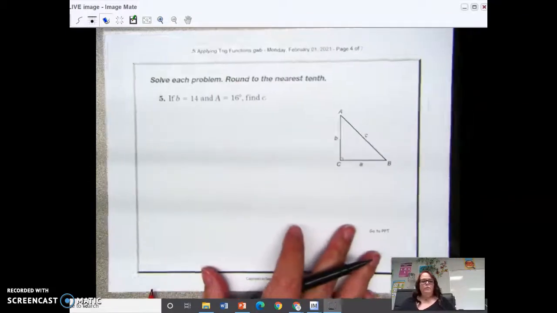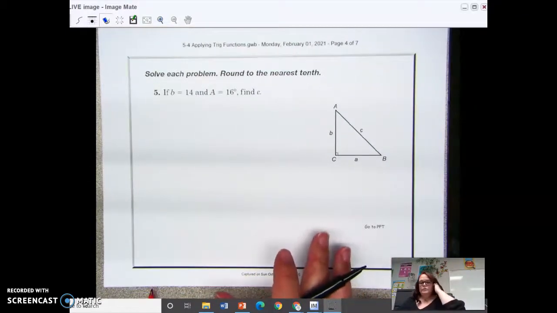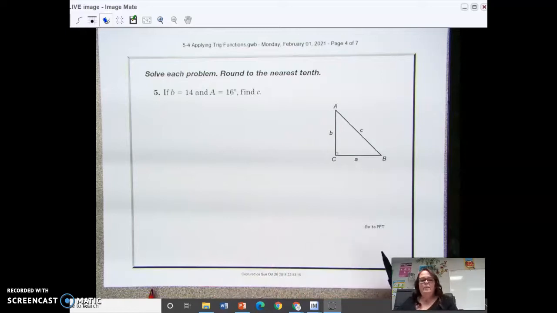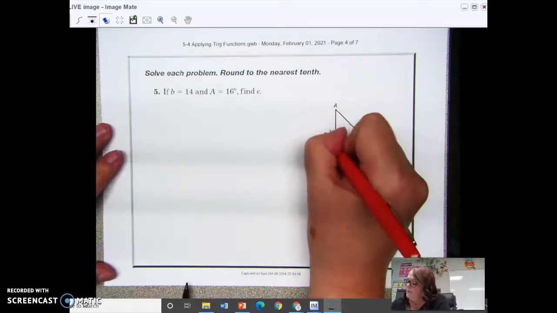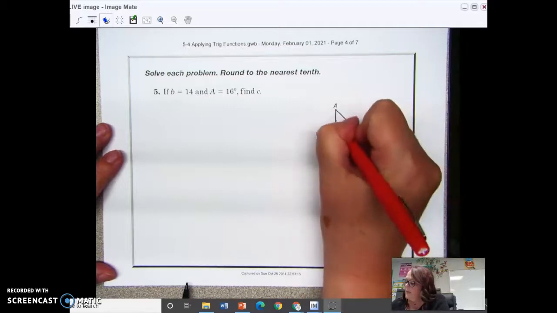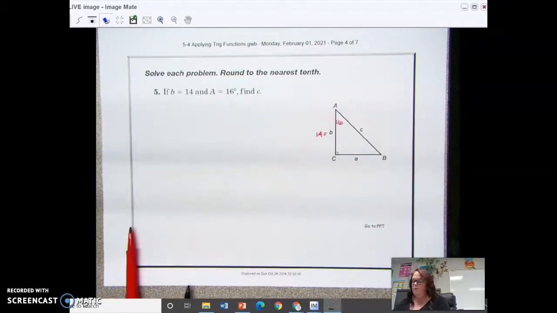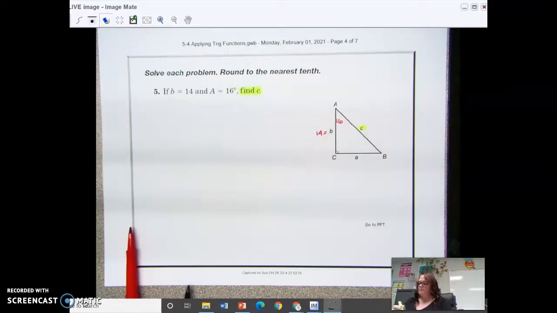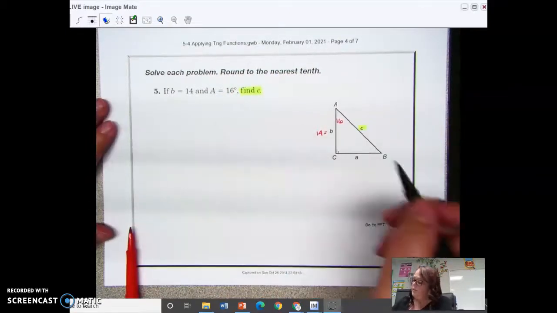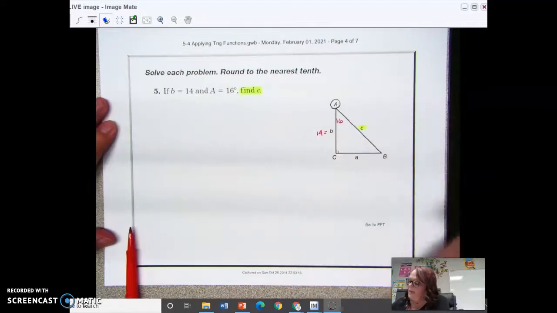All right, so let's try one more example. So see how far you can get in this problem. First, determining what function you need. So we've got B is equal to 14, big A is 16, and we are looking for little c. So that means that I'm dealing with A.